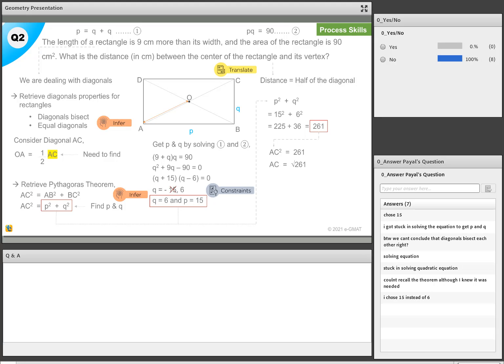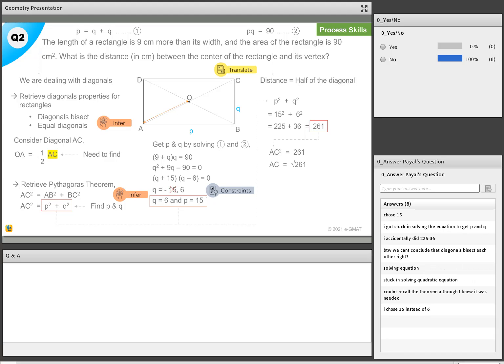Now, by the way, we can't conclude that diagonals bisect each other. Absolutely not. Go back to the conceptual understanding of diagonals in a rectangle. They do not bisect.